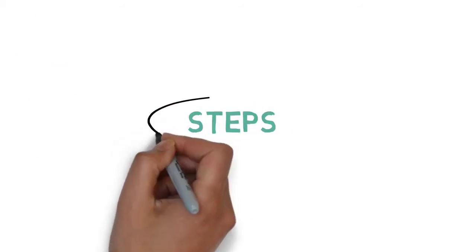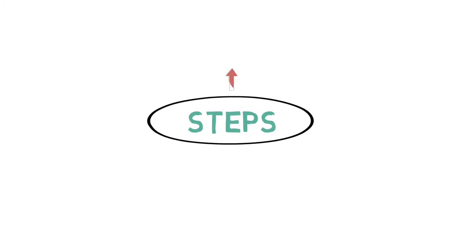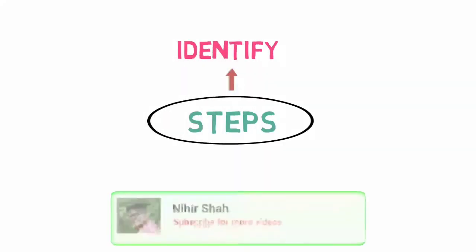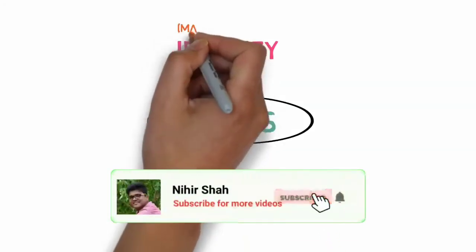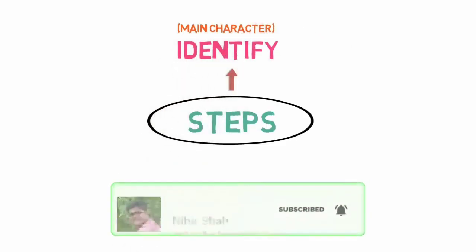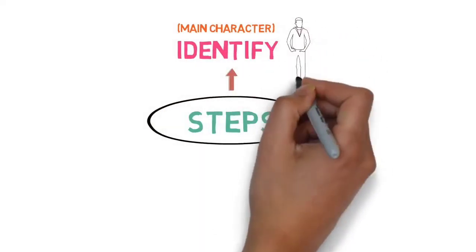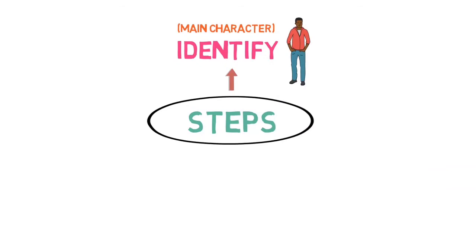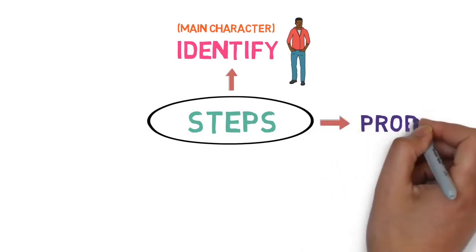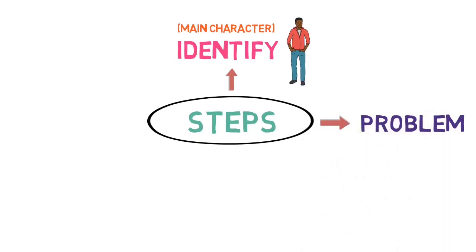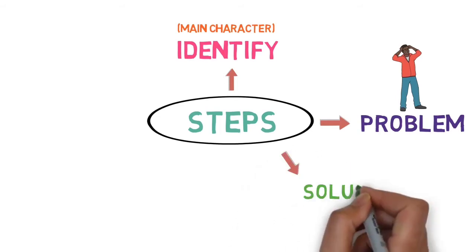Now we're moving on to the steps, okay? What are the steps? One is to identify the main character of the story. The second step is the problem. What problem happened, okay? The problem that occurred in the story, and what is going to happen at the twist.